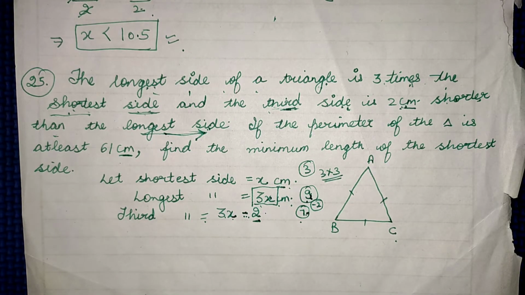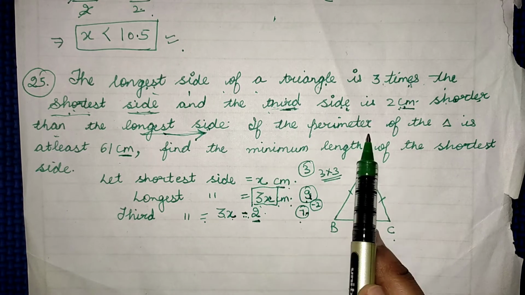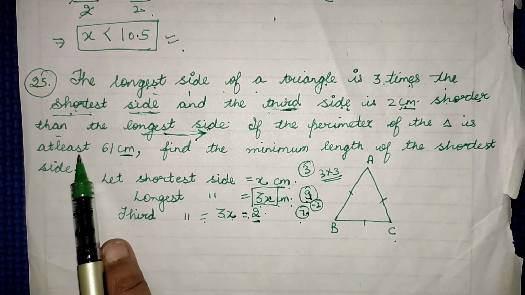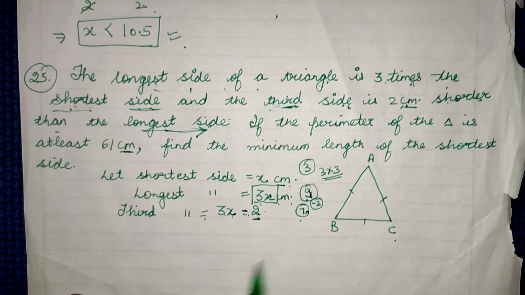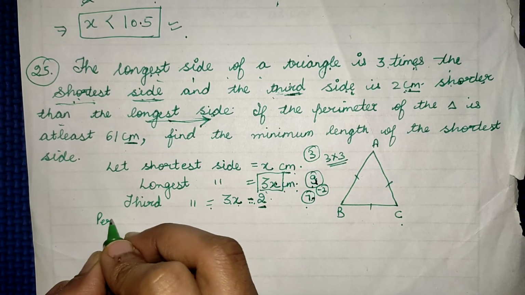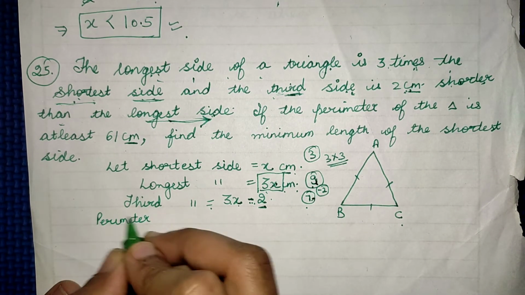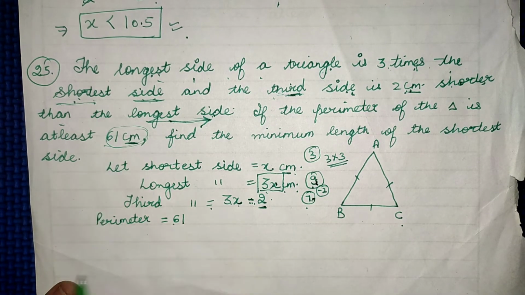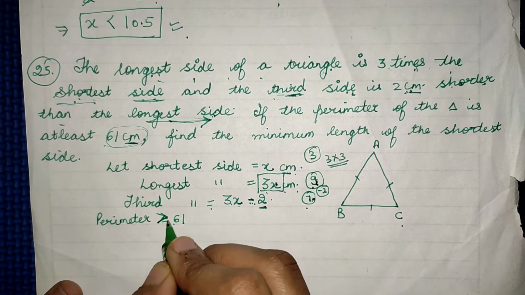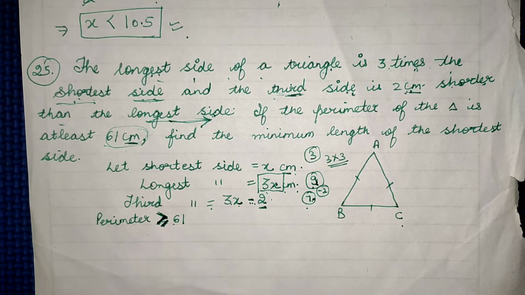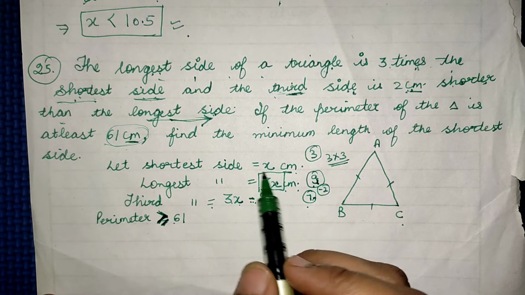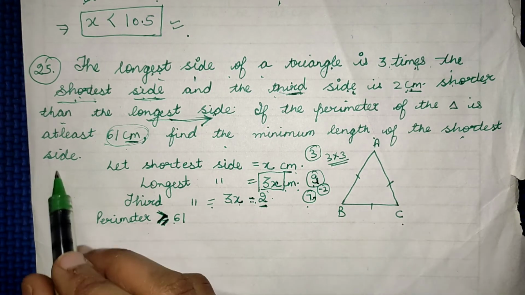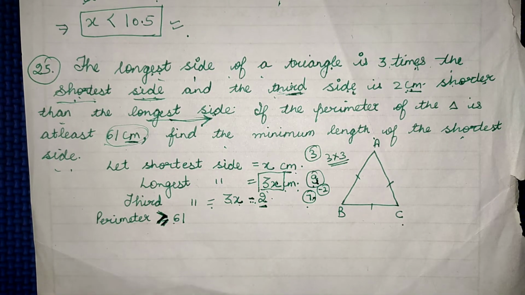Okay, next it is given that the perimeter of the triangle is at least 61 centimeter. I have told you the meaning of at least: the minimum value should be 61. So my perimeter should be greater than or equal to 61. Find the minimum length of the shortest side. So you have to find out the length of the shortest side.